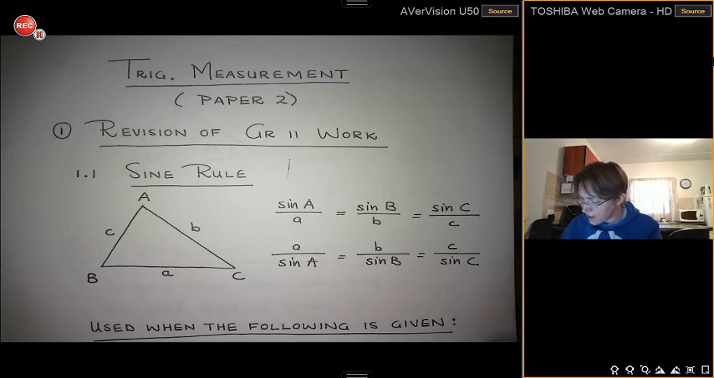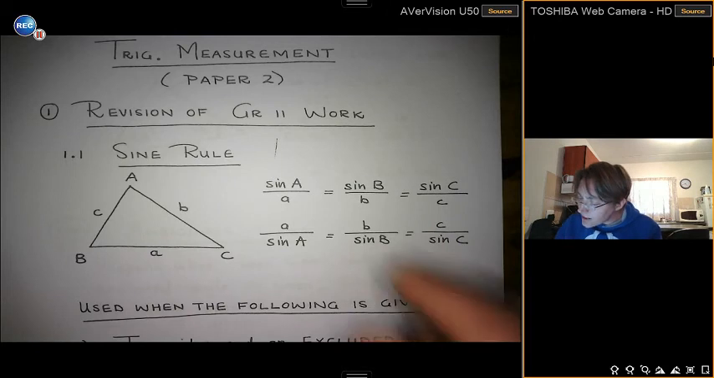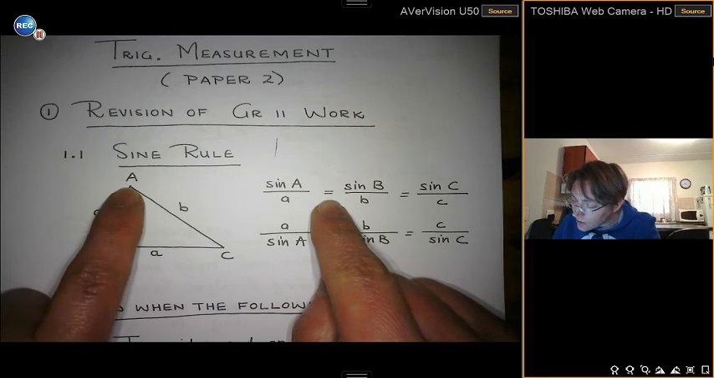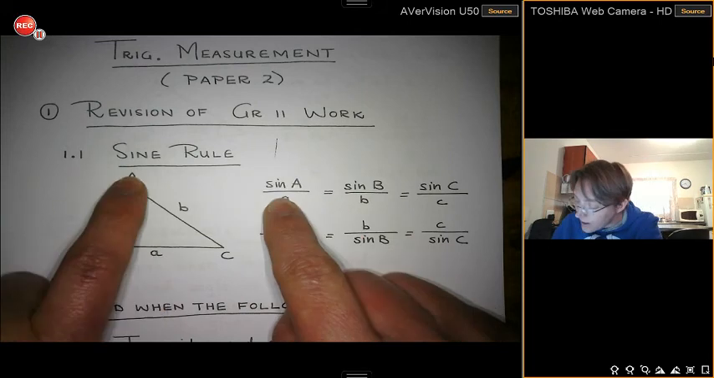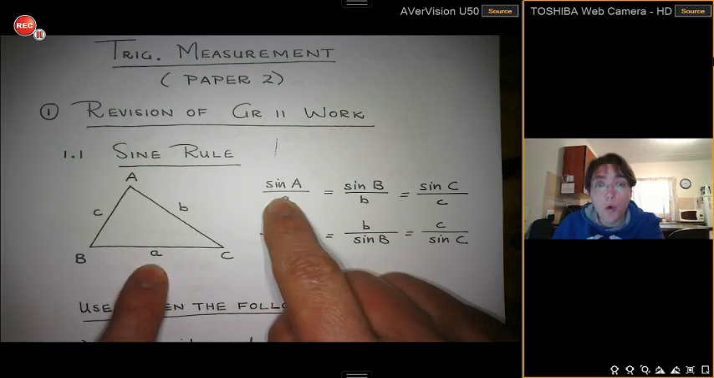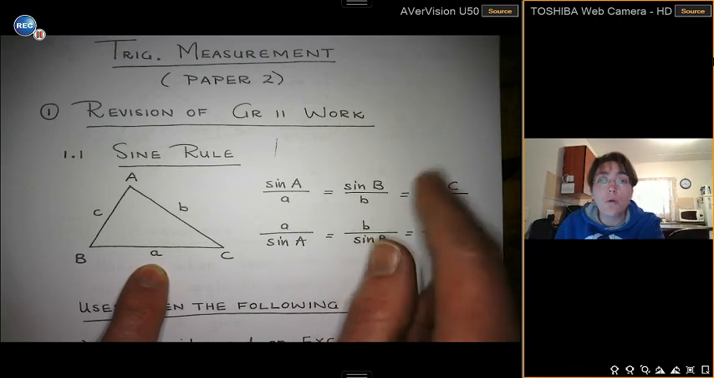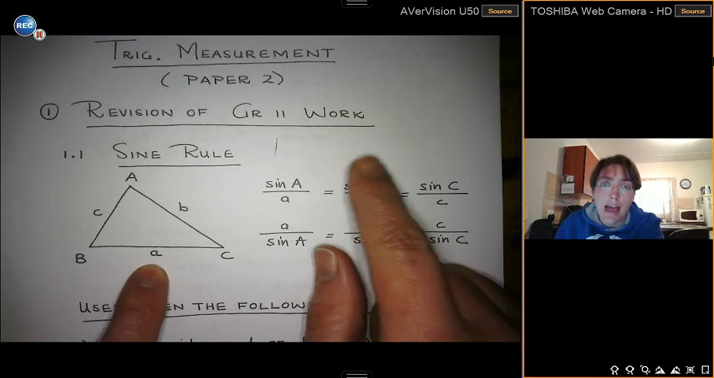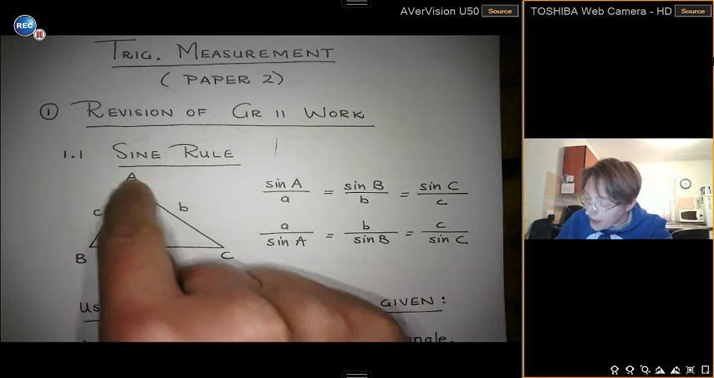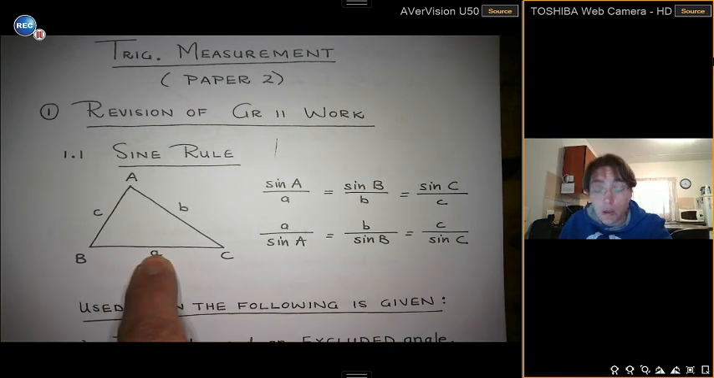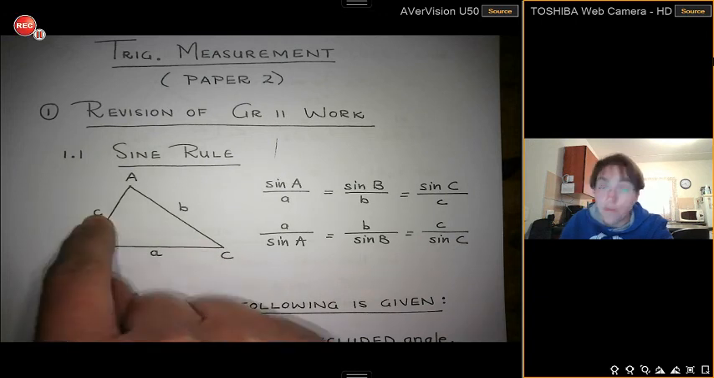The first rule, the sine rule, on your formula sheet looks like this. It says that the ratio between the sine of an angle over the side opposite to that angle, that's why it says sine of angle A over small a, which is the side opposite the angle, will be equal to the ratios of all those sine of angles over the opposite side. So sine of angle A over side A will be equal to sine of angle B over side B will be equal to sine of angle C over side C.